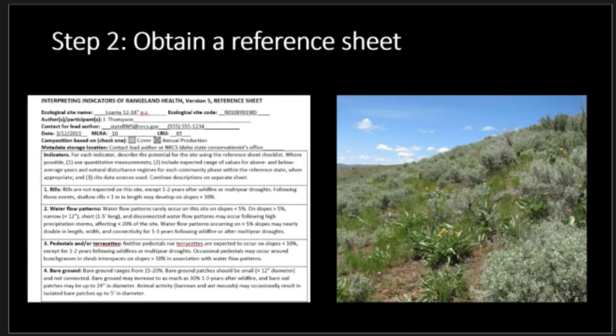So the next step, once you've made that ecological site determination, is to obtain a reference sheet. The reference sheet, if it doesn't exist, would need to be developed. Usually it's attached to the ecological site description. The reference sheet describes the expected range of conditions for each indicator on the ecological site within the natural range of variability. So this is the benchmark to which these indicators at the evaluation area are being compared.